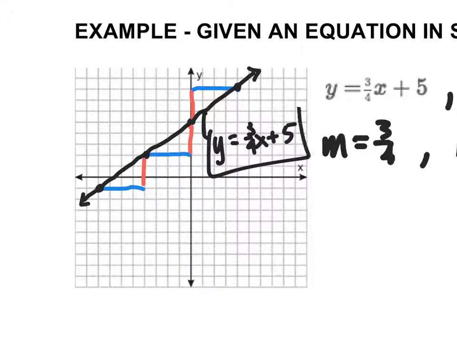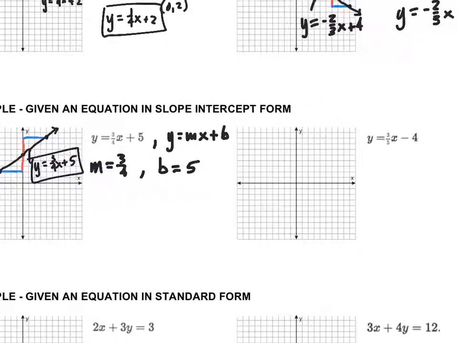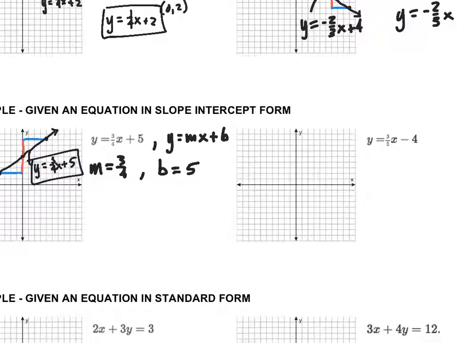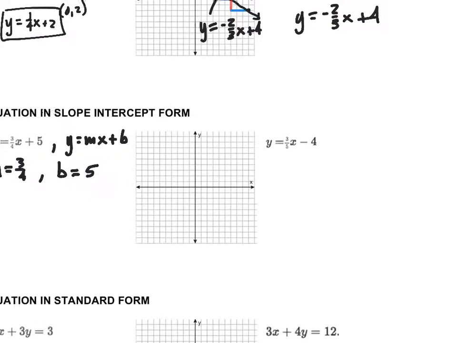All right, and a lot of times, I can just know where these are. I can just look at an equation, start my point at 5, up 3, over 4, plot another point, and connect those two. All right, and that's it. All right, let's take a look at the next one.